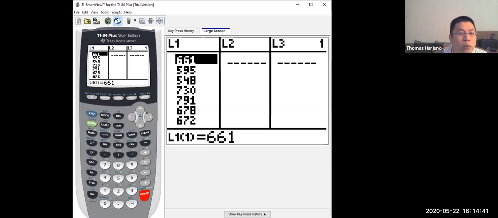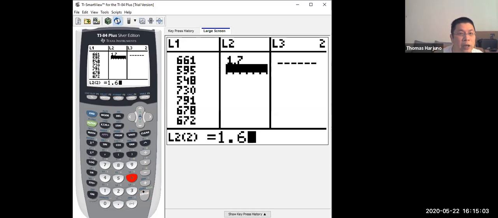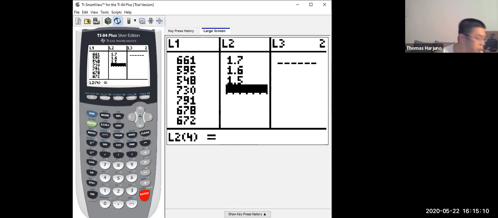Now in the past, we already used the first column, somewhere in the past, I don't remember when. Okay, let me use column 2, L2. Now then you punch in those 15 data. 1.7, enter, and then 1.6, enter, 1.5, enter. So we did this before. I just want to remind you again.